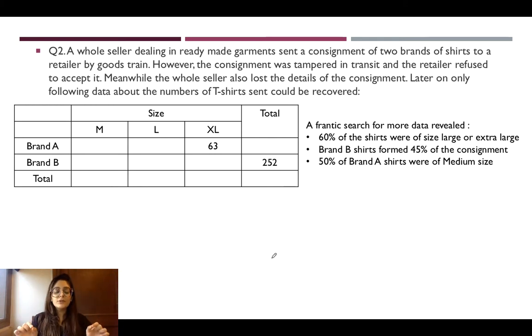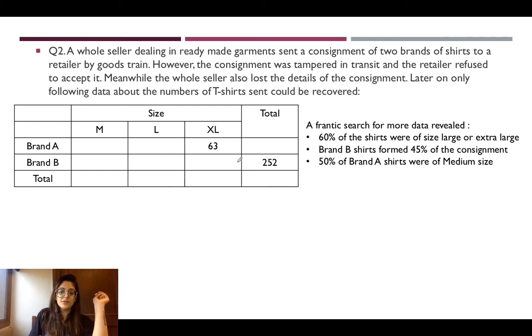So first go in for the points of your question which have clear information, because as you build up on that, it will become easy for you to do the question. So let's try and do this. Okay, so the question says that a wholesaler dealing in ready-made garments sent a consignment of 2 brands of shirts to a retailer by goods trade. However, the consignment was tampered in transit and the retailer refused to accept it. Meanwhile, the wholesaler also lost the details of the consignment. Later on, only the following data about the numbers could be recovered.